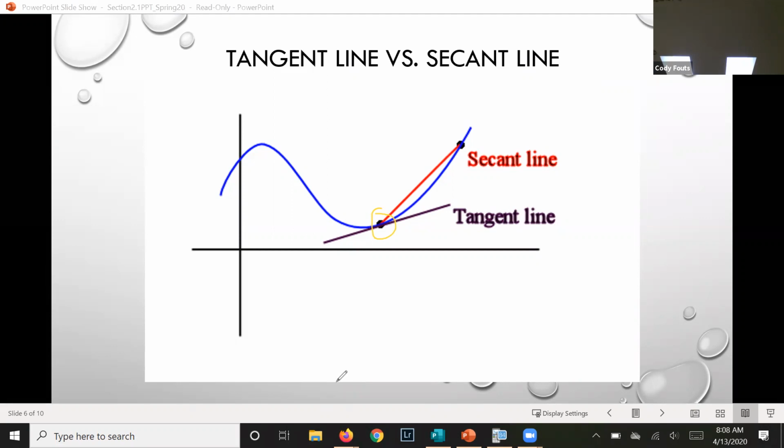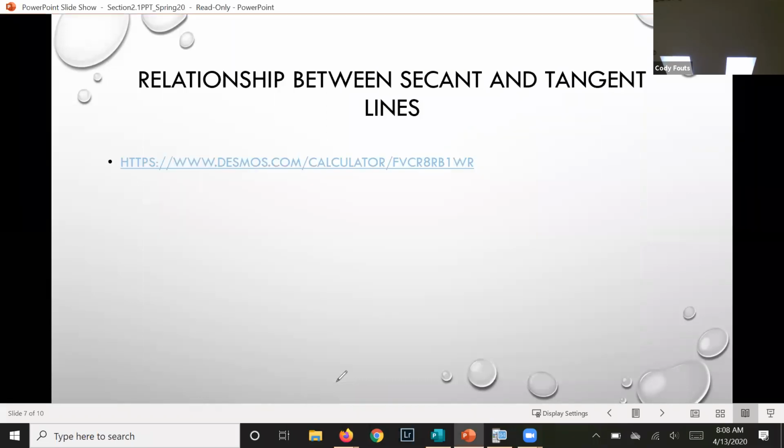And as you might imagine, we can look and see what happens as we take this second point and move it back towards the first point. So that's something that we'll be interested in this section. As an example of that, I have a nice animation from Desmos.